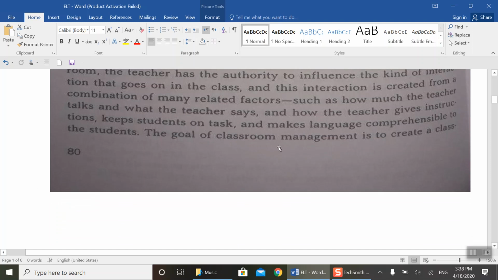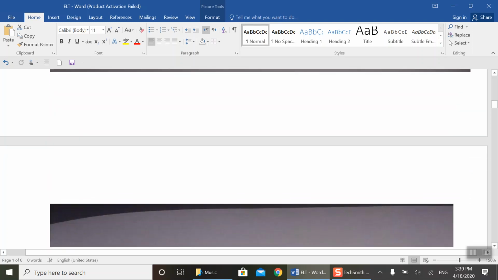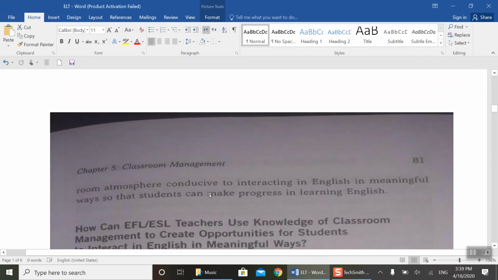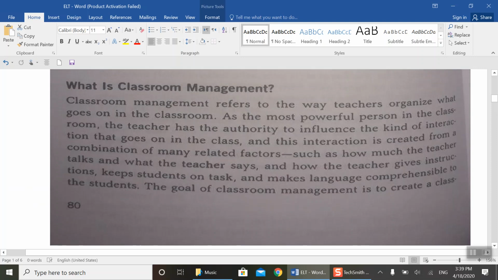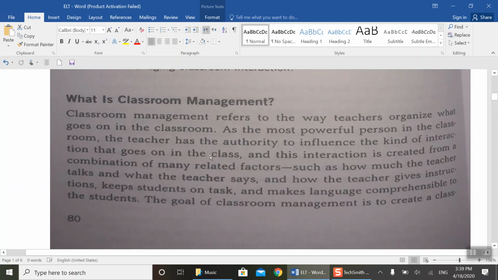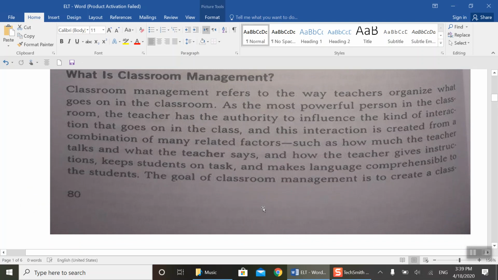The goal of classroom management is to create a classroom atmosphere conducive to interacting in English in meaningful ways so that the students can make progress in learning English. You see, this is very simple. It talks about what classroom management is, what the teacher does inside the class, and what the goal of classroom management is. You can summarize them in this way.